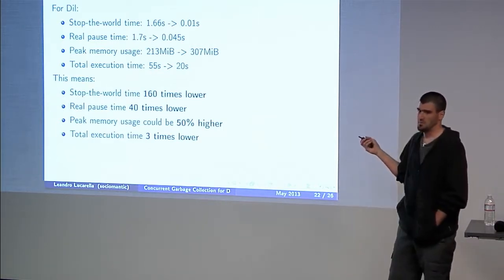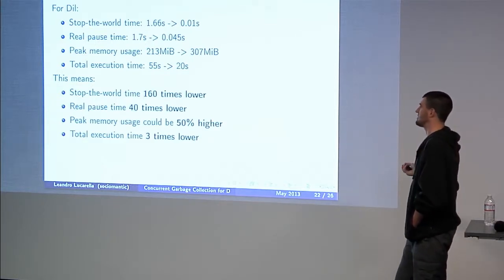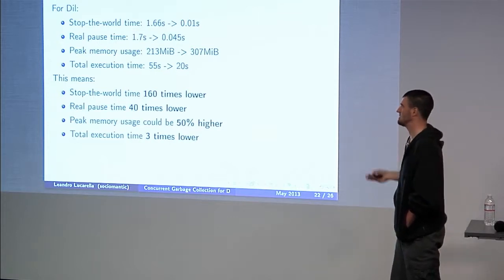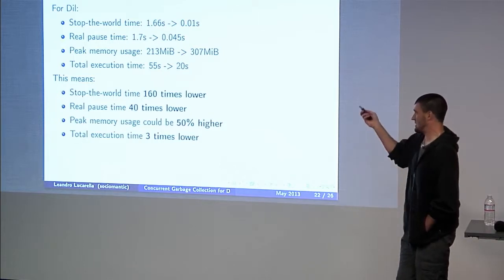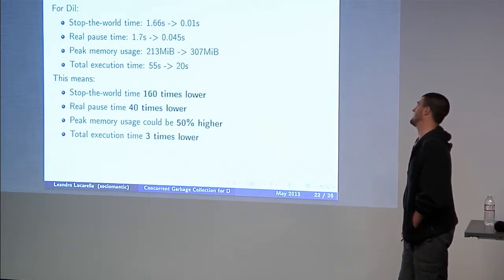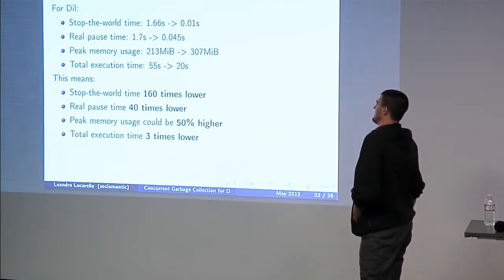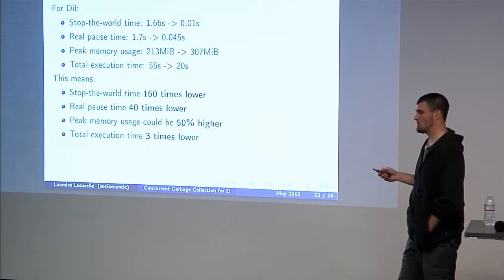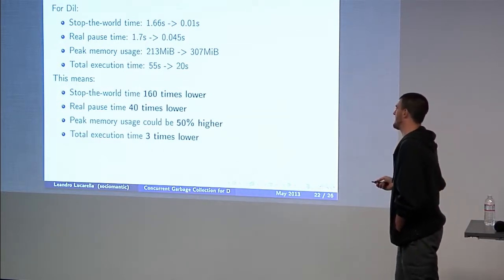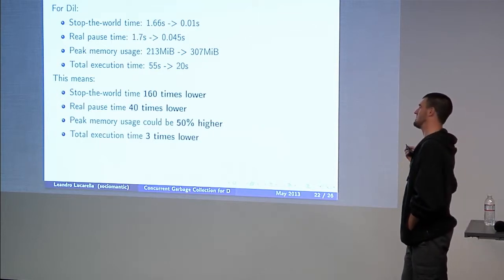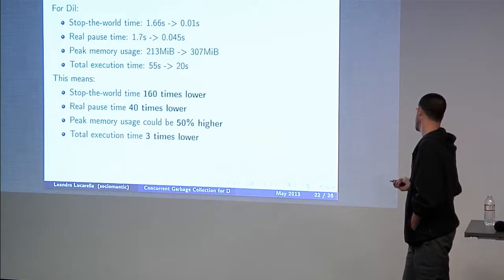The peak memory usage went from 200 megabytes to 300 megabytes. So it's worse, but considering the memory available nowadays, I think it's not that bad. I will pay the price to have the small pauses if you need them. And the total execution time went from 55 seconds to 20 seconds, pretty impressive for me. So this means stop-the-world 160 times lower, pause time 40 times lower, peak memory usage 50% higher, and the execution time is lower by 3 times.